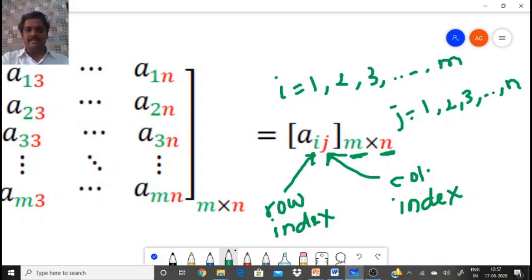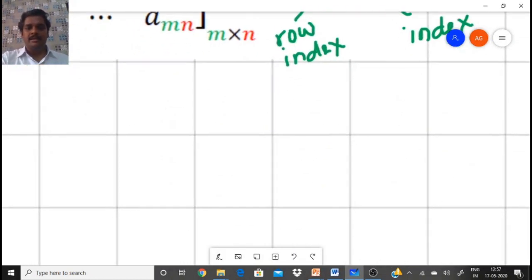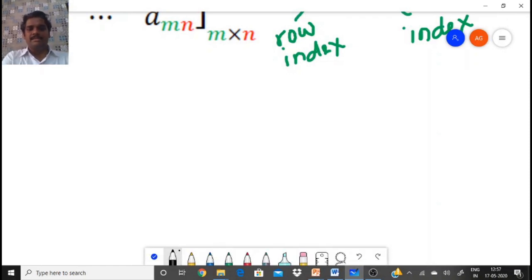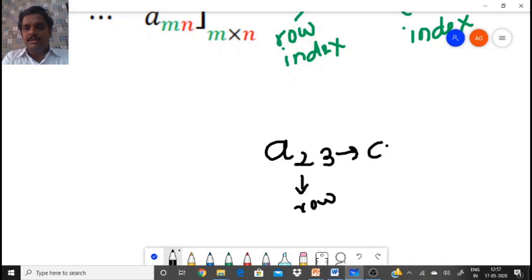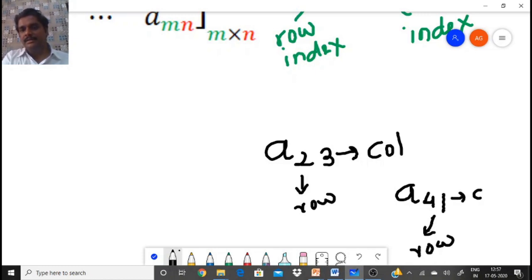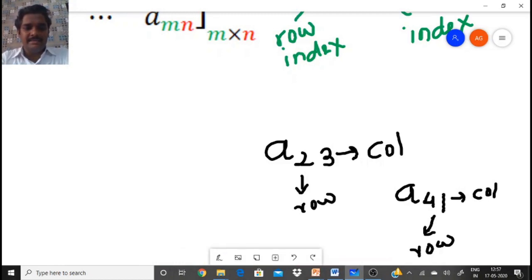So for example, if I say a23, this is nothing but the element which is present in the second row and third column. If I say a41, this is nothing but the element present in the fourth row and first column. Let's take another example.